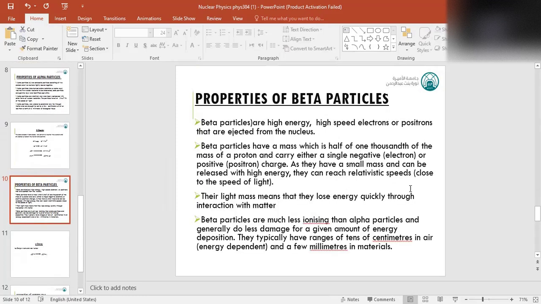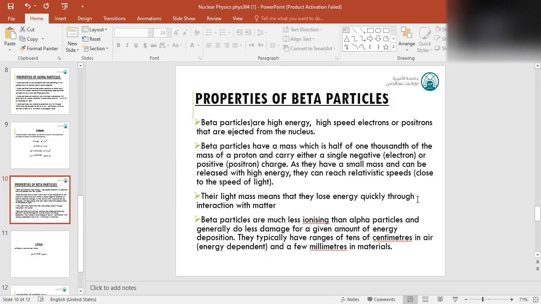The properties of beta particles. Beta particles are high energy, high speed electrons or positrons that are ejected from the nucleus. Beta particles have the same mass as an electron, which is about half of one thousandth of the mass of a proton.